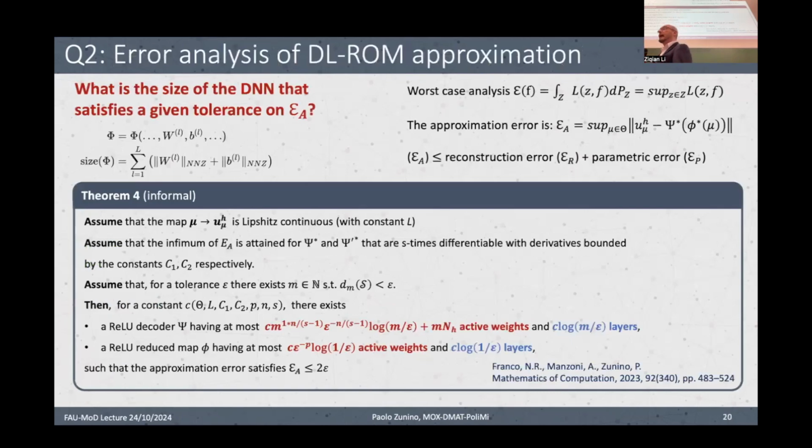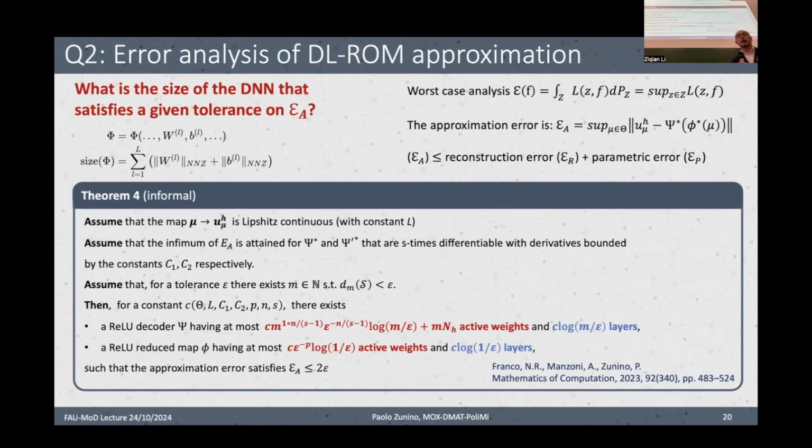We focused just on the last component, trying to answer the following question: given a suitable tolerance epsilon, how big should we take our deep neural network configuration in order to make sure that we approximate our high-fidelity solutions with a tolerance no larger than epsilon? So we work in a sort of worst-case scenario, where we take the supremum over the whole data set of the loss function.